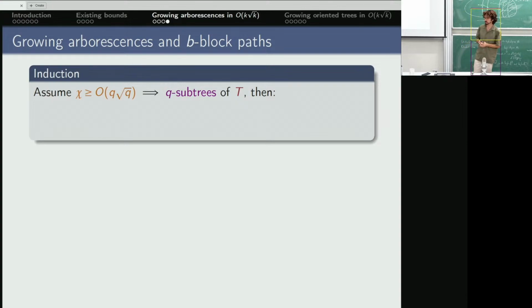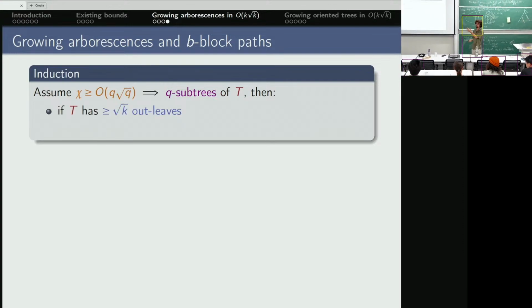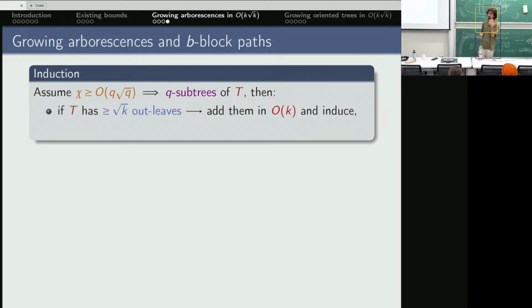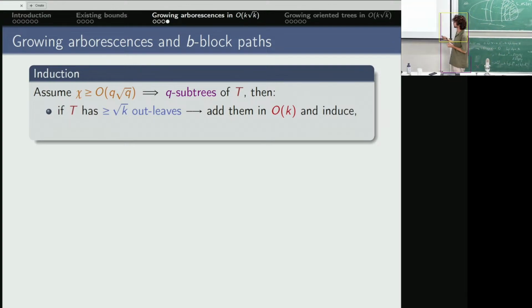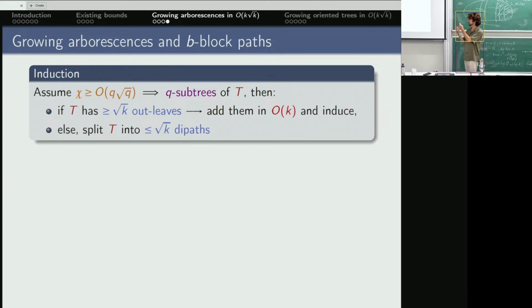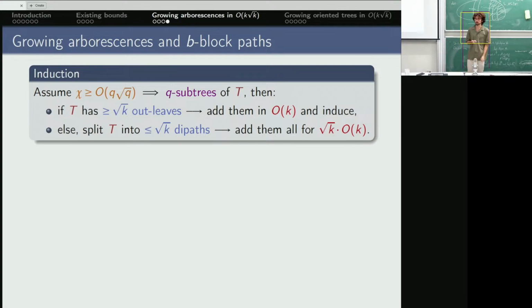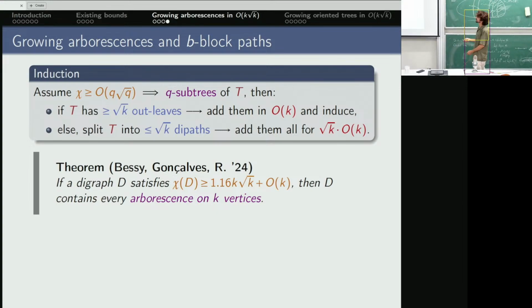To sum up the induction, assume you have your K square root of K bound for subtrees of T, so we induct on the tree. Then either T has a lot of outleaves and you perform one outleaf gluing operation, and you induce, and we showed this preserves the bound. Or you split T into few directed paths, and if you have few of them, they each cost K, and you can add them and get the bound. So this gives us our 1.16 K square root of K bound for arborescences.